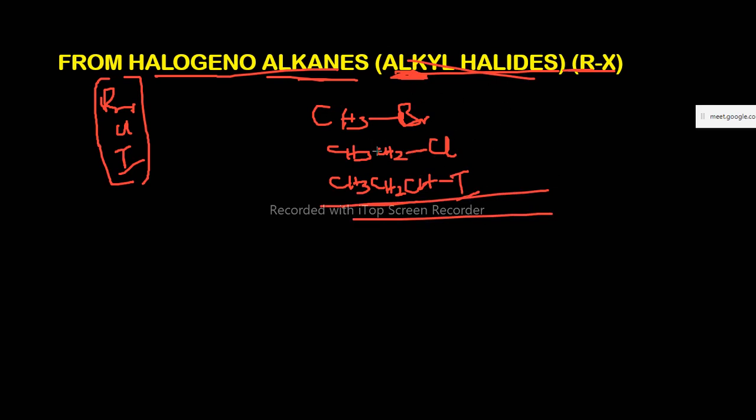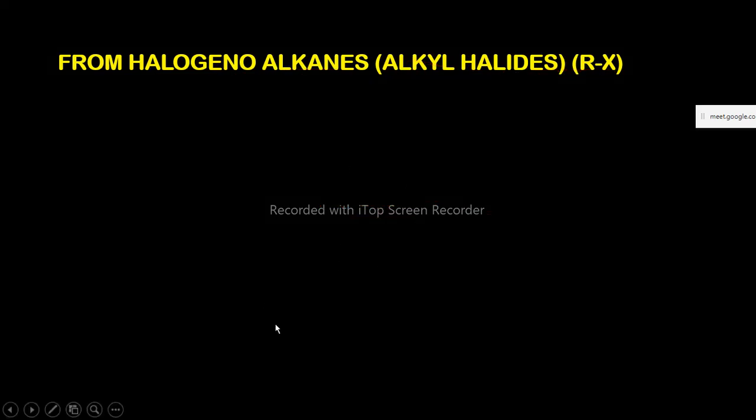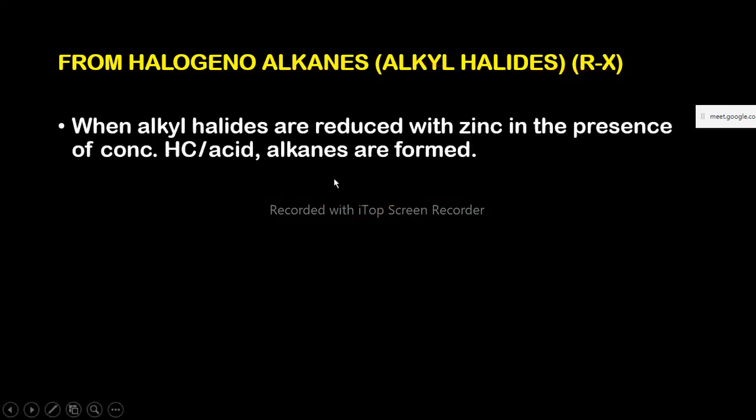And so we can prepare alkanes from these alkyl halides. There are different methods that we can employ here. And the first one is using zinc in the presence of conc hydrochloric acid.